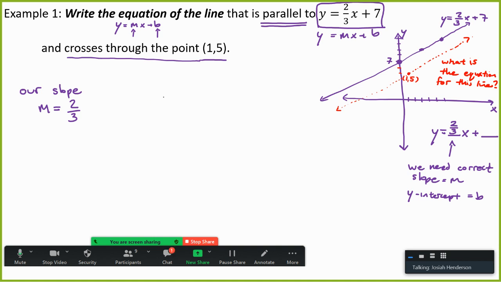Okay, here's how we're going to find it. We're going to take the generic blank y equals mx plus b equation. We know the correct slope, so let's plug that in. Our correct m number is 2/3. Now, x and y and b are still spaces to fill in our equation. We don't know b. That's what we're trying to find.